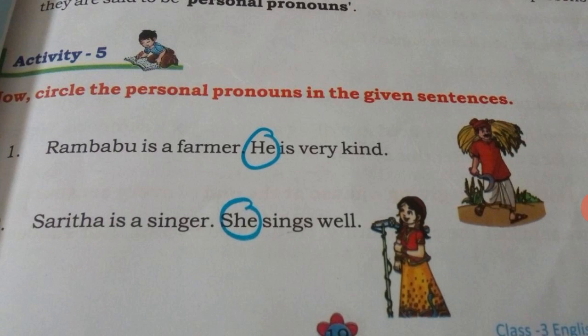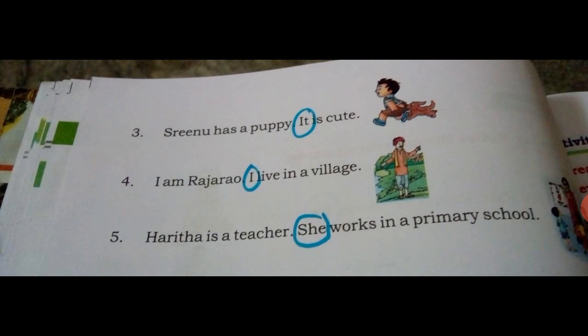Second sentence. Sarita is a singer. She sings well. What is the personal pronoun here? She. So circle the word she. See the third sentence. Srinu has a puppy. It is cute. So what is the personal pronoun here? It. So circle the word it.